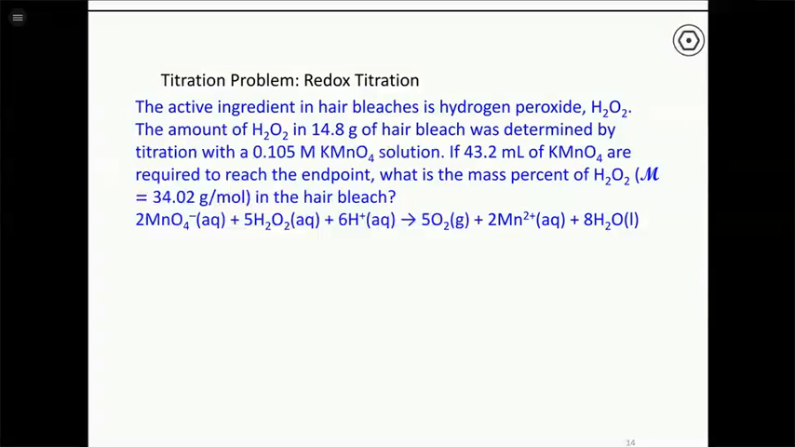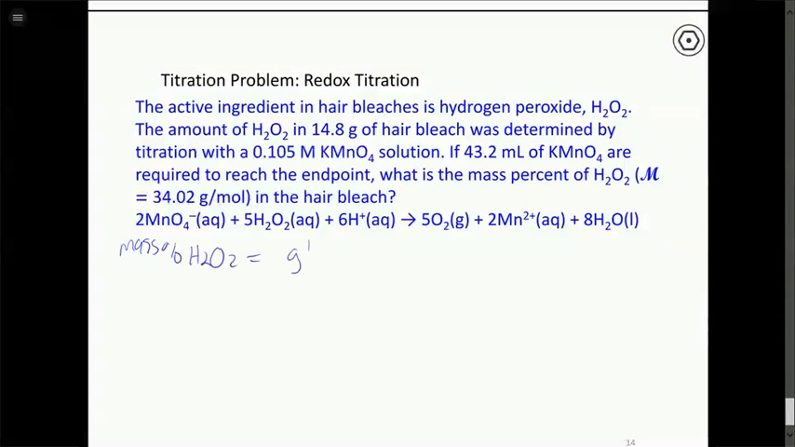So really what we're doing is we're taking MnO4 minus, which is highly colored, we're titrating it with H2O2, the color disappears as it converts to Mn2+, and as soon as we've added just enough MnO4 minus, the pink color of the permanganate will persist. So this is a redox titration where we don't even need an indicator because one of our reactants is highly colored. Those are details you don't really need to worry about, but what we're looking for here in this problem is the mass percent of H2O2.